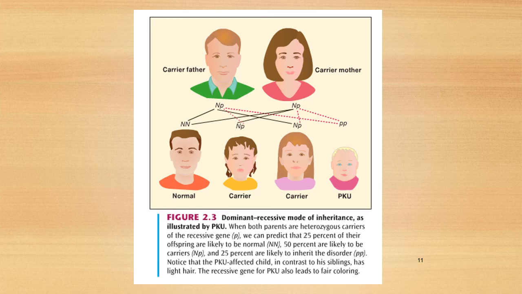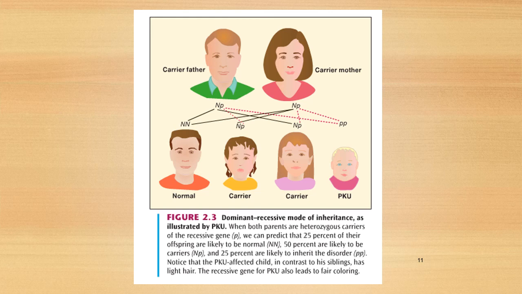Then you see the 2 in the middle are carriers, because they're just like their parents. They have a big N, which is dominant, and a little p that's recessive. And remember, if you have a dominant with a recessive, you will always have the physiological trait of the dominant. So those are 2 carriers. They don't have it, but they have part of the gene inside to pass it on.